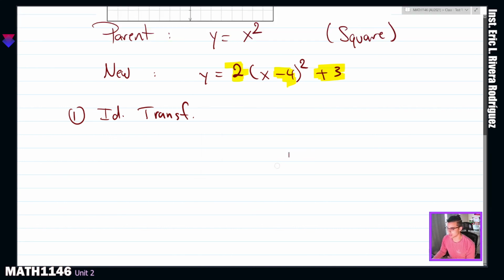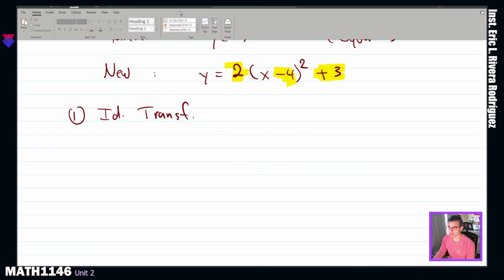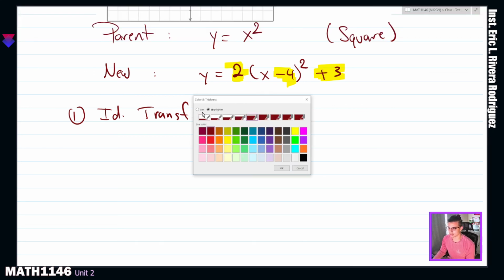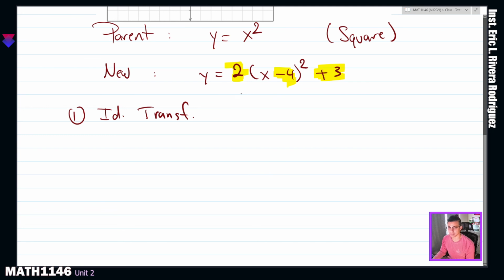So now we are seeing that we have something within the parentheses. We need to be able to identify the input and the output group. So I'm going to start with the input group. In the input group, I'm seeing a minus 4, a subtraction of 4.